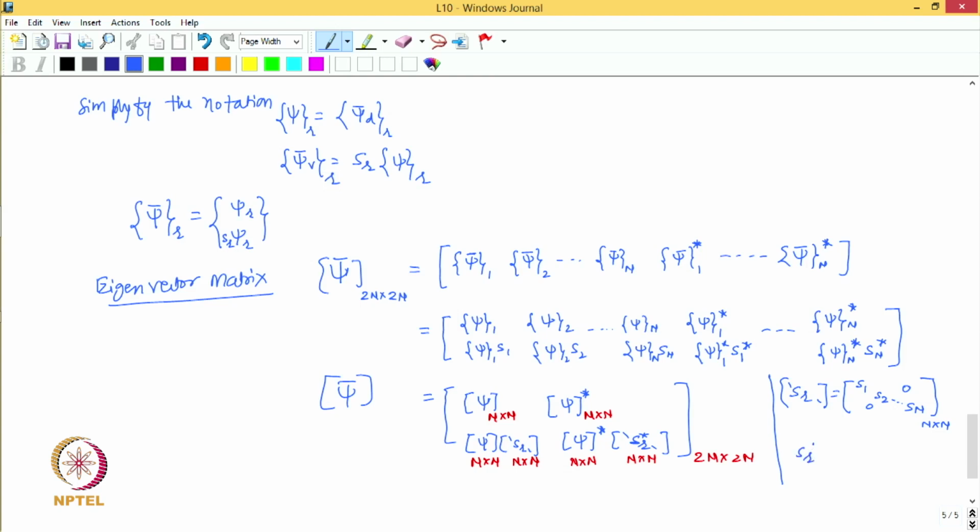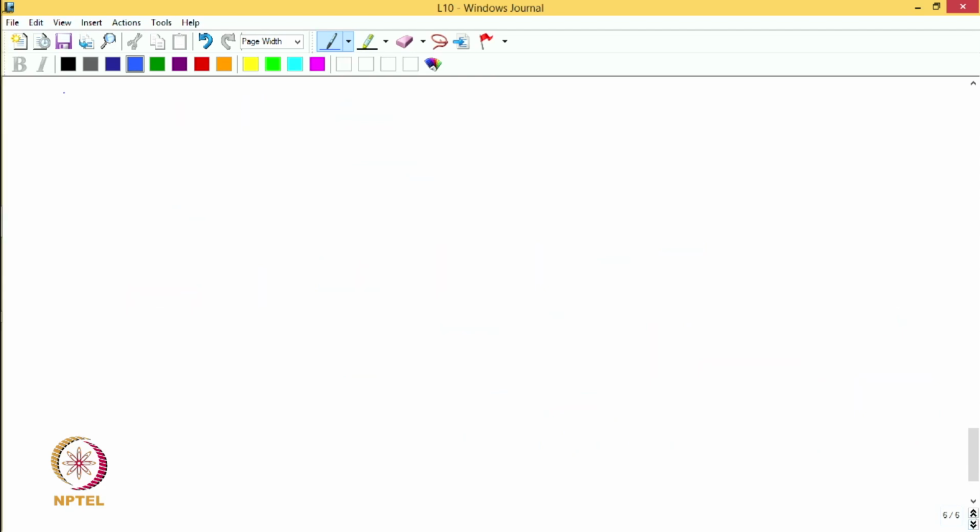And similarly, we have the matrix of complex conjugate eigenvalues, which is S1 star, S2 star up to Sn star with non-diagonal elements being 0. So, in this way we have defined these eigenvalue matrices and eigenvector matrices. Let us go to the next page and see what the free vibration solution is.